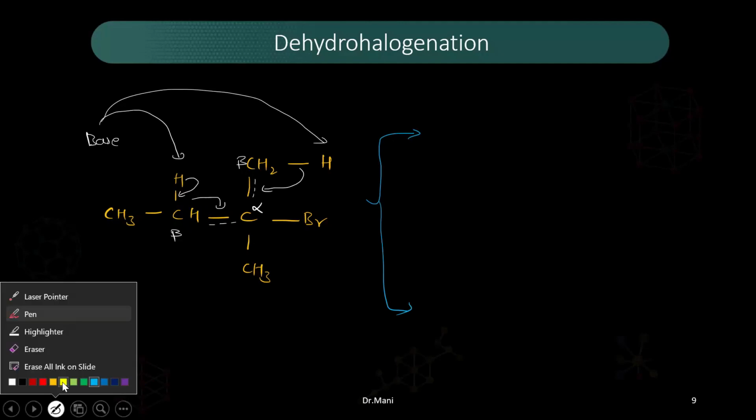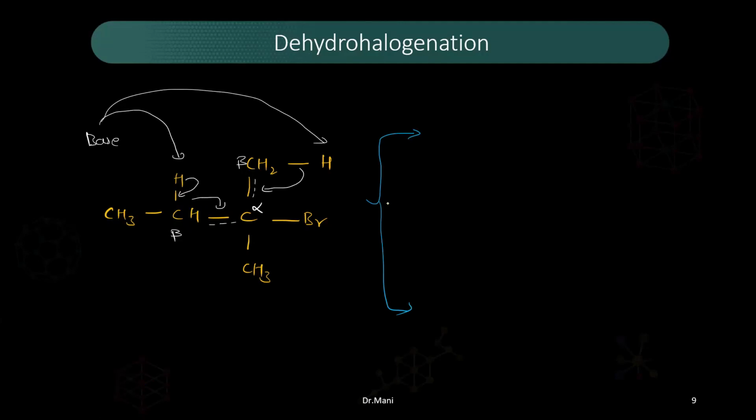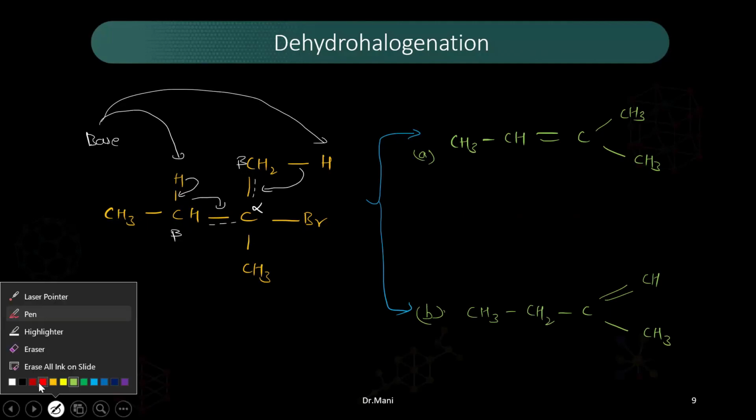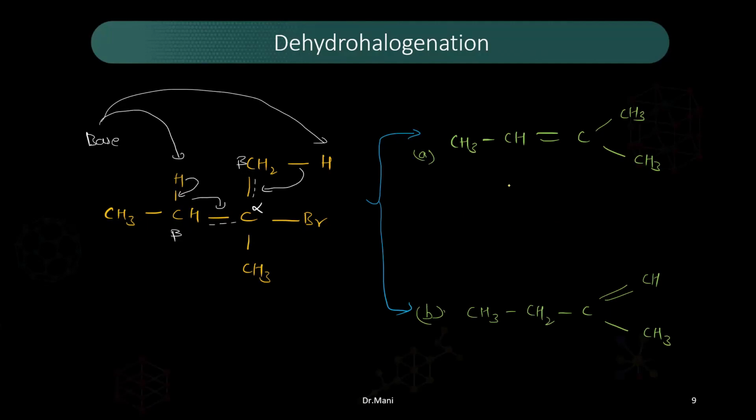One is CH3, CH double bond C, CH3. The second one is CH3, CH2, C double bond CH2, CH3. So there is a chance for formation of A or B product. The A product could be formed by Saytzeff's rule, so that's called the Saytzeff product. And the B could be formed as the Hofmann product.